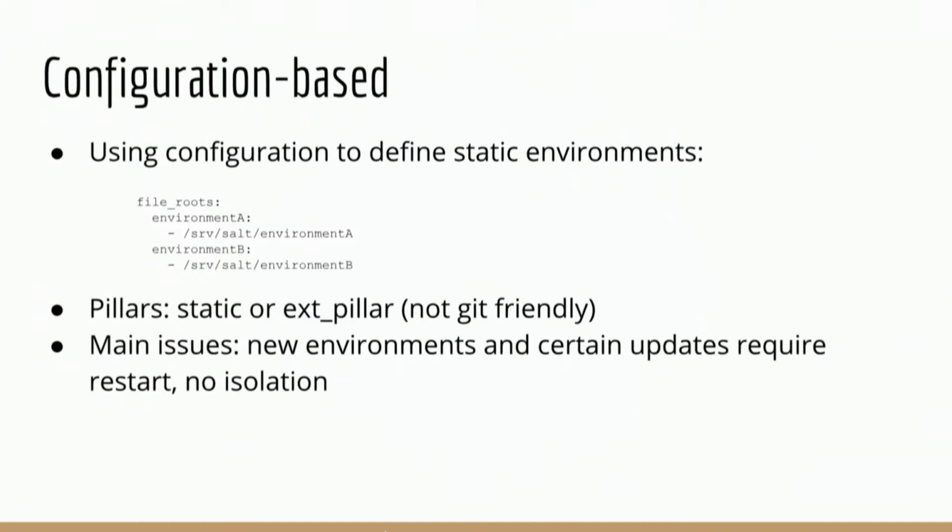So I'm sure you guys are familiar with just configuration-based environments, like statically defined environments. You have file roots and then some environment, and it's pointing to some directory. And you can have pillar roots, and you can have external pillars. But external pillars aren't really Git friendly. And you still run into a lot of challenges running infrastructure because every time you add an environment, you have to restart the master. If you have new reactors, you have to restart masters. And we still don't have isolation because everything is running as root.